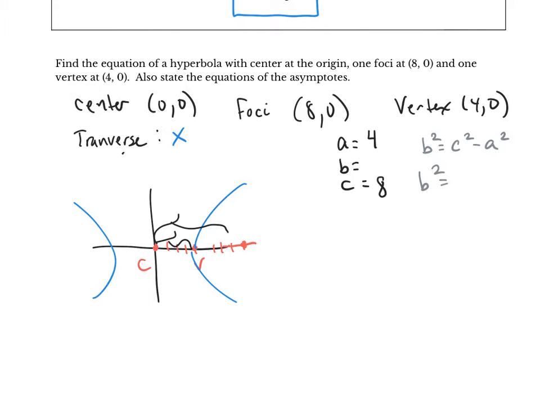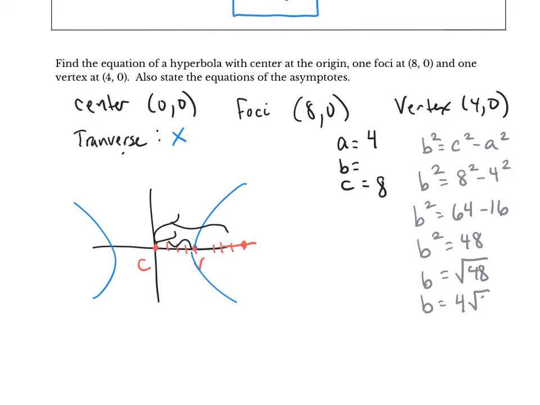So b squared is going to equal 8 squared minus 4 squared. So b squared is going to equal 64 minus 16. So b squared is 48. If you want to find b, that's fine. It's the square root of 48. Or if I simplify, that's 4 square root of 3. I really don't need it though, because really what I need for the equation is b squared, which I know is just 48.